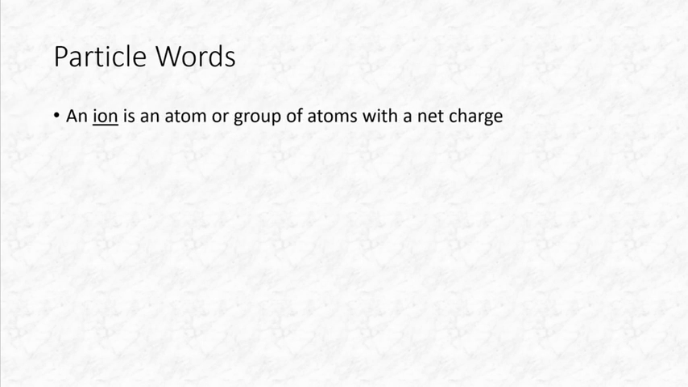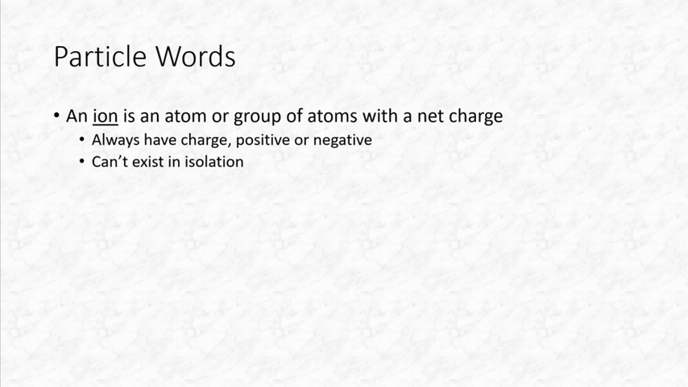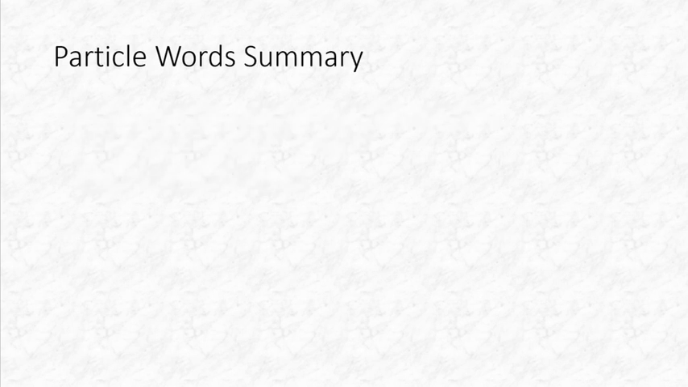Finally, we're going to look at ions. So an ion is an atom or group of atoms with a net charge. At this stage, we usually look at individual atoms that form ions. These will always have a charge. That's one of the definitions of an ion, and that charge will be positive or negative. They can't exist in isolation. There will always be other ions of a different type present. And ions, of course, make up ionic substances and ionic compounds.